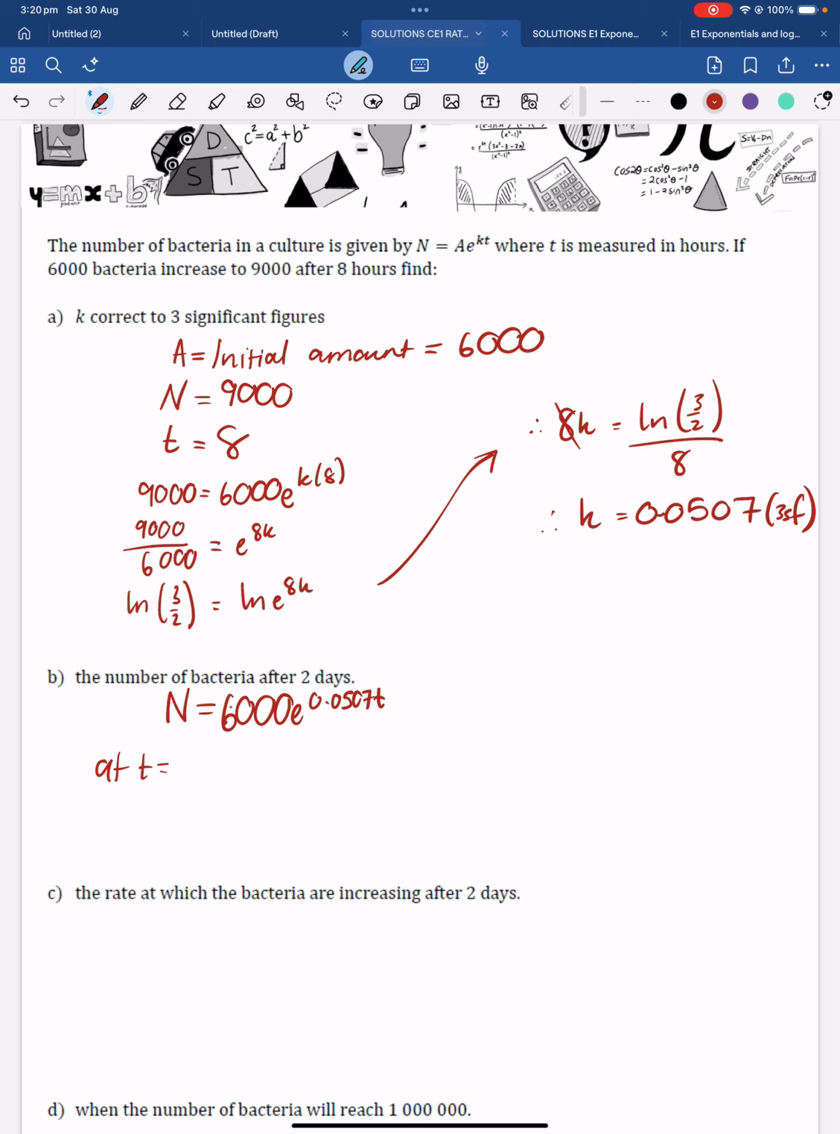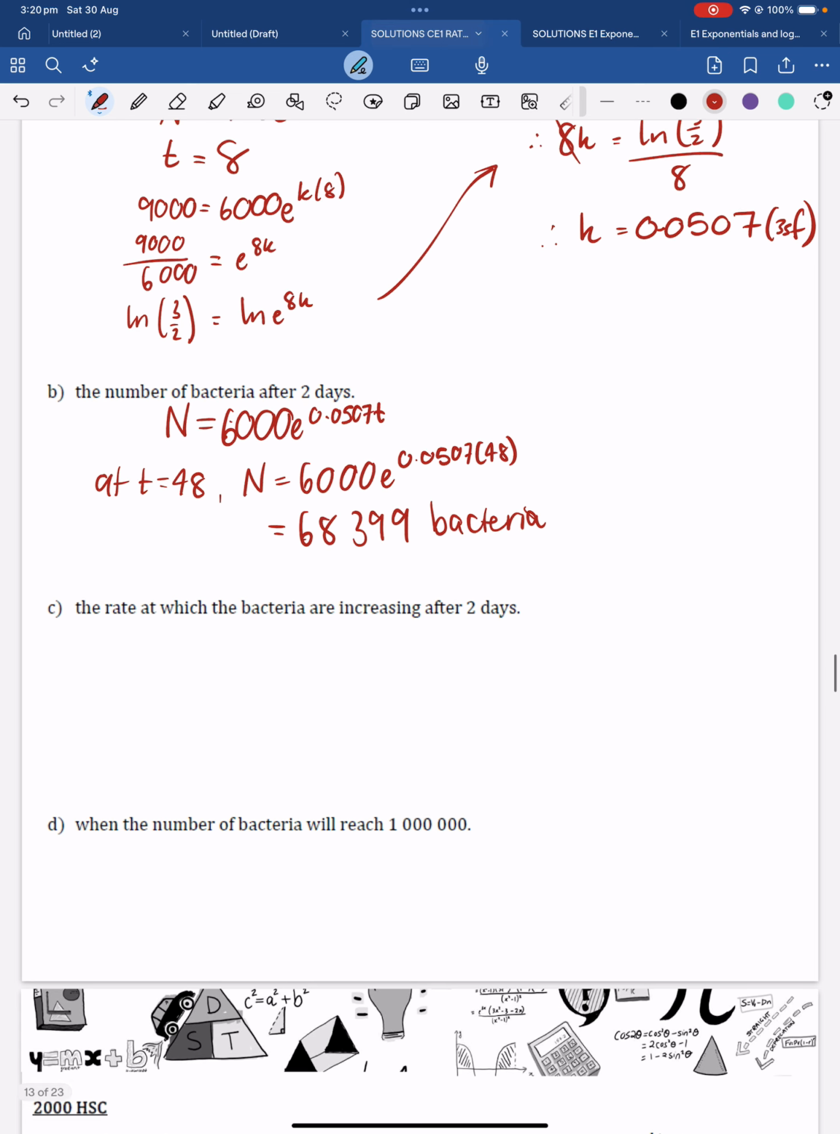Actually, t was hours, wasn't it? So t equals 48. Careful of that. Okay, approximately 68,399.